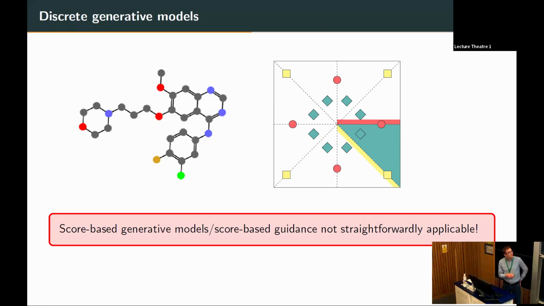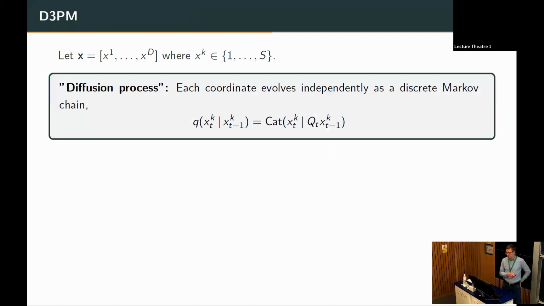This illustrates what's referred to as a Wyckoff representation, which is a discrete representation of a crystal structure. And as I said, in such situations we don't really have the score, so we can't make use of the regular techniques. Here, SMC comes in handy.